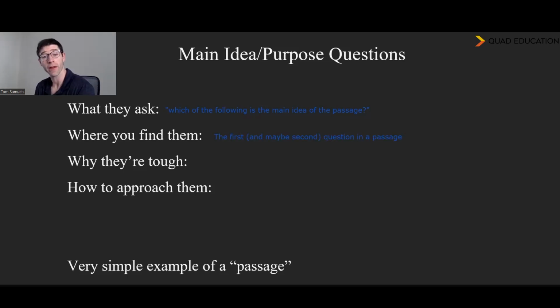And a quick point on this, by the way, the main idea of a passage question is not the same thing as the main idea of a paragraph question. So if the test is asking you, what's the main idea of paragraph 2 from lines 20 to 32, then that is not a main idea question, and you should not approach it the way that I'm describing to you in this video. Maybe, probably a topic for another day. Stick around to see that one.